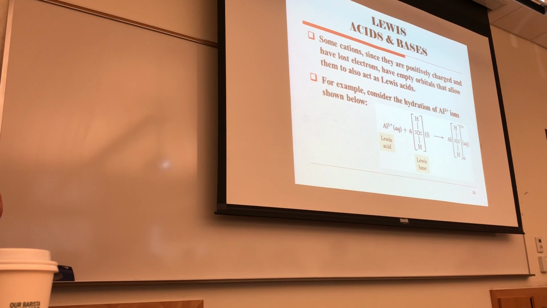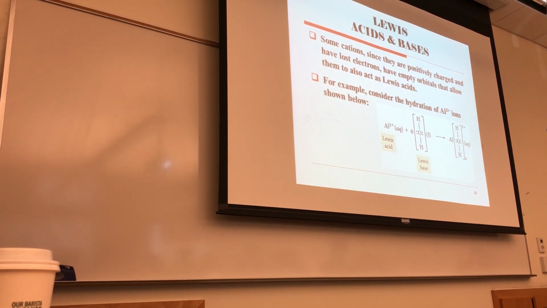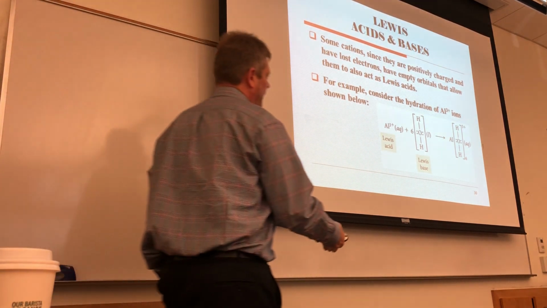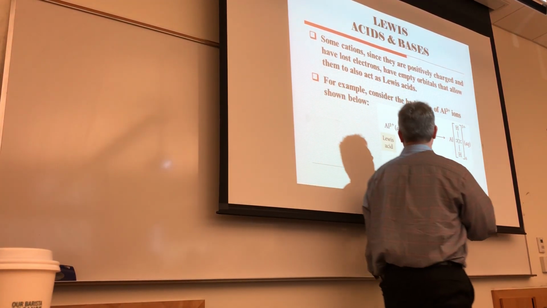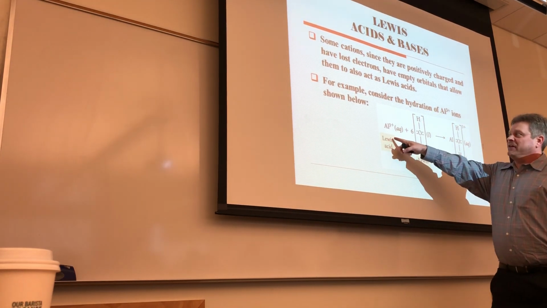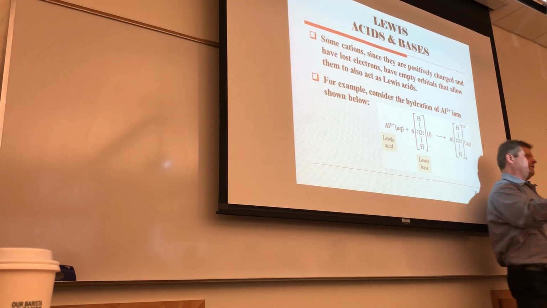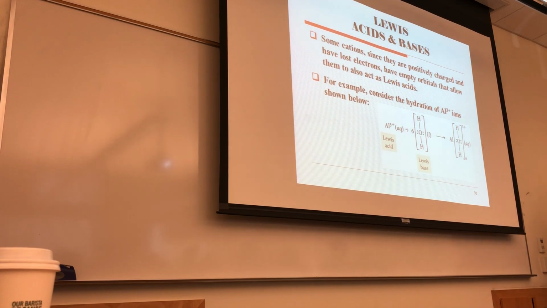I hate this example, because there's no way I could walk you through how this works. All I'm going to say here is that this is going to act as a Lewis acid. Why? That would be the first question, because this is exactly like a multiple choice question. Because it's electron deficient. That's how you should think of it.